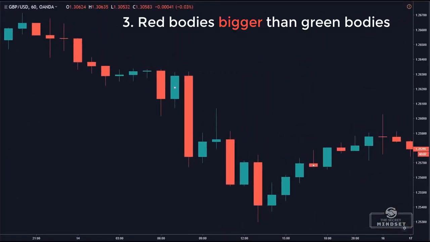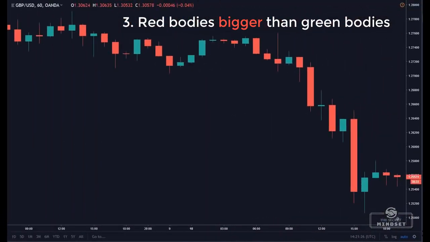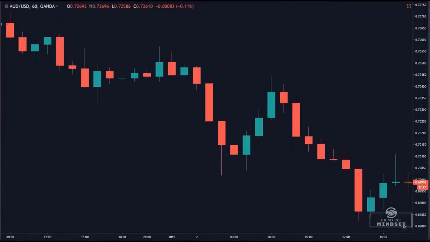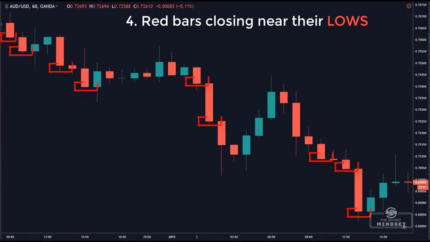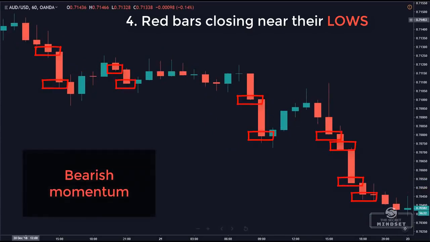In a bear market, the red bodies are bigger than the green bodies. This kind of price action suggests that the bears have more strength than the bulls. Also, during a bear-controlled market, we will see the red bars closing near their lows. This price action suggests a good momentum on the downside.